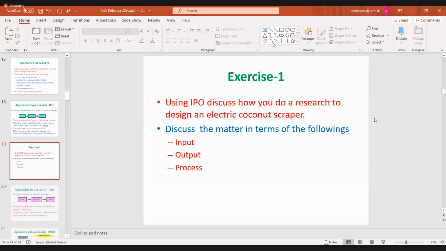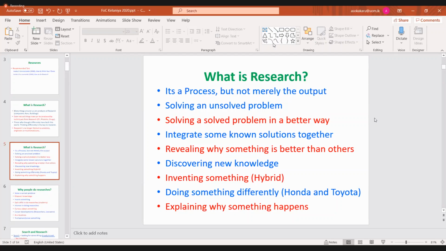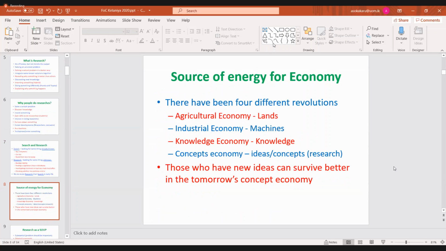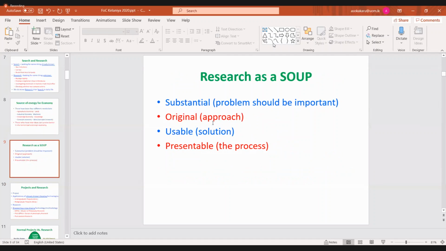Up to this point, you should note that you have taken carefully all these points that we discussed. They have a very strong practical implication. What is research? Why do people do research? Search and research as the source of energy for the economy. Why is this slide so important? If you want to survive in tomorrow's economy, you must be able to do research to bring up new concepts. That's what we discussed.